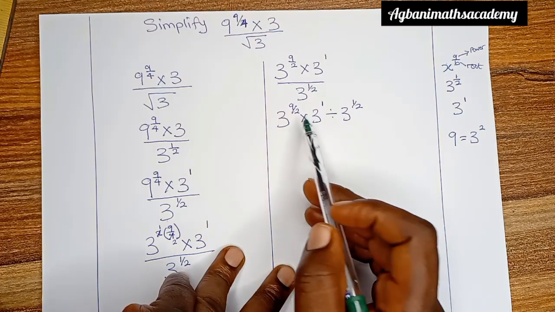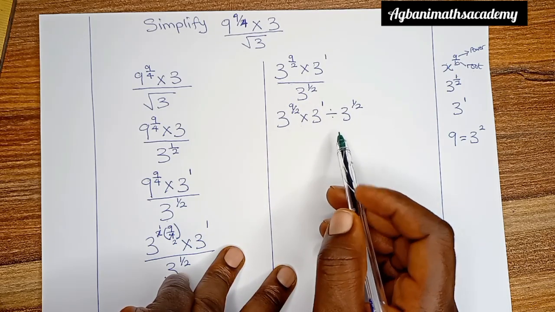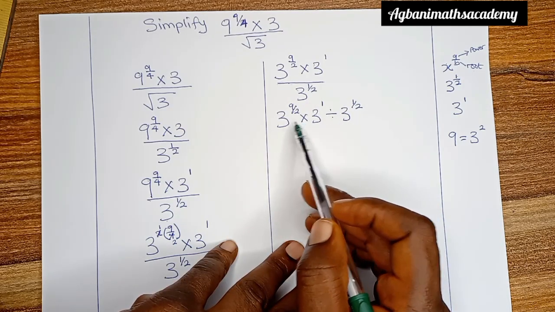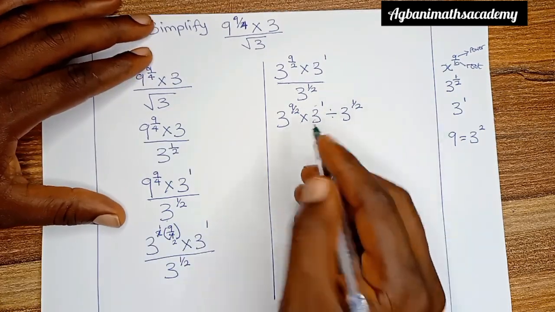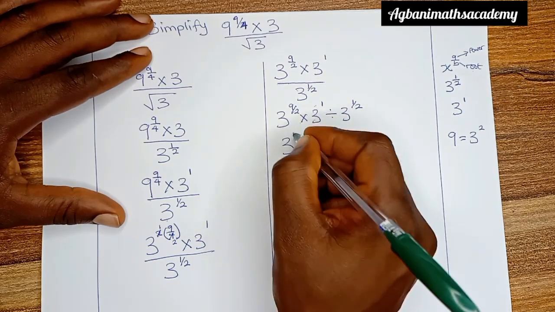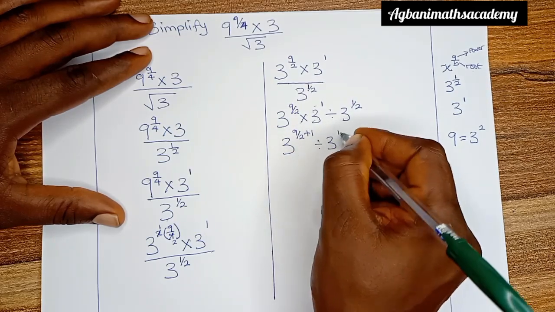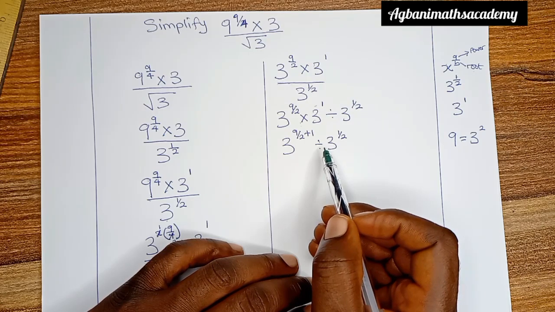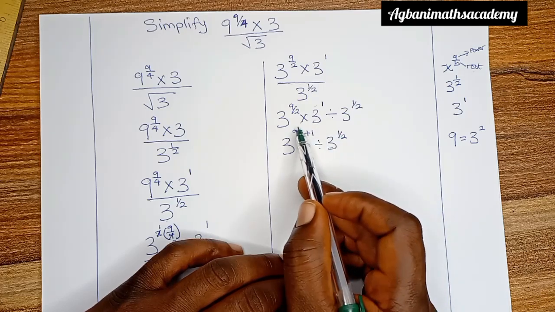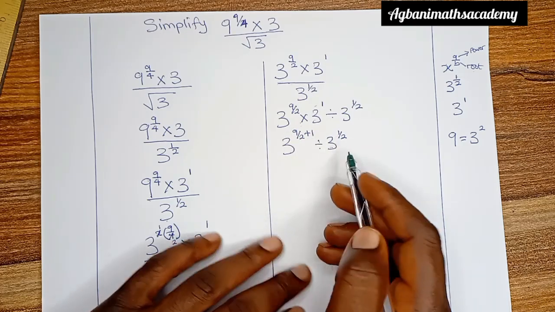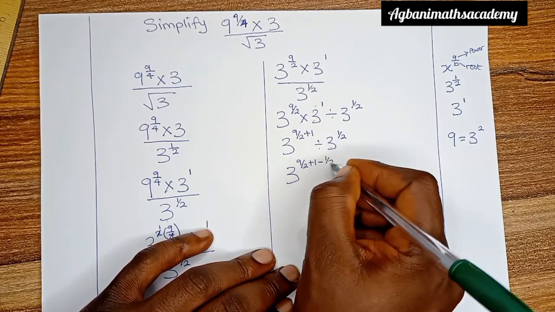The next thing we are going to do is either work on these 2 first or work on the 3 together. So let's work on the 3 together. Remember, when we have 2 indices with the same base multiplying each other, we are going to add the powers. So let's add the powers, but we are going to maintain one of the 2 bases. So we have 3 raised to the power 9 all over 2 plus 1 divided by 3 raised to the power 1 all over 2. The next thing we are going to do is employ the law of division, which states that when the bases are the same, you subtract the powers. So this is the new power here. You subtract this one from it. So we have 3 raised to the power 9 all over 2 plus 1 minus 1 all over 2.